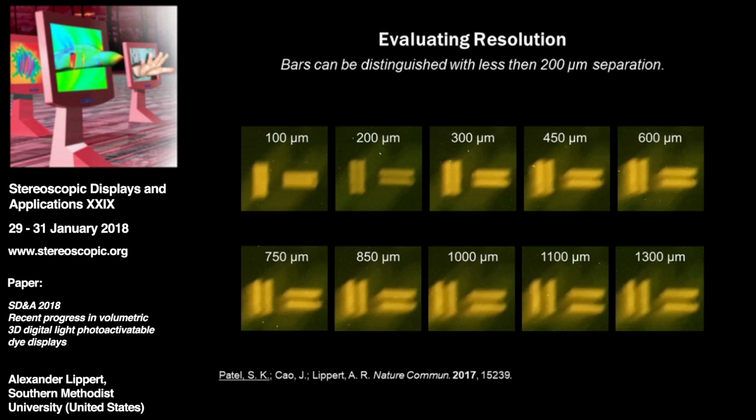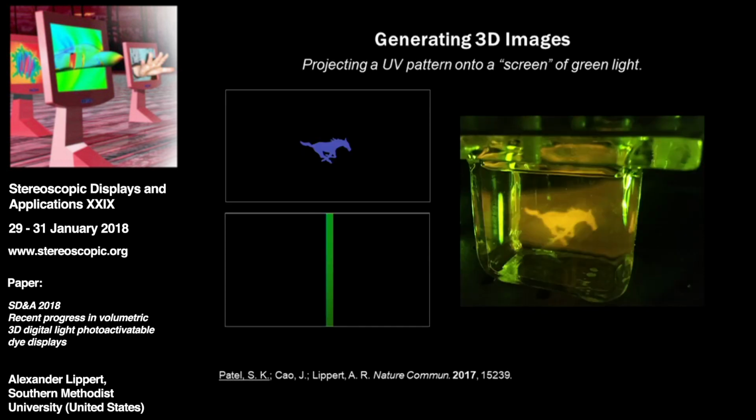We also looked at the resolution. Here we define it as the minimum space you need to see 2 different bars. And using that definition, we get down to about 200 micrometer resolution. And more qualitatively, we're almost at the resolution of the projector itself. A little bit of fuzziness, at least for sort of these sort of flat 2D images.